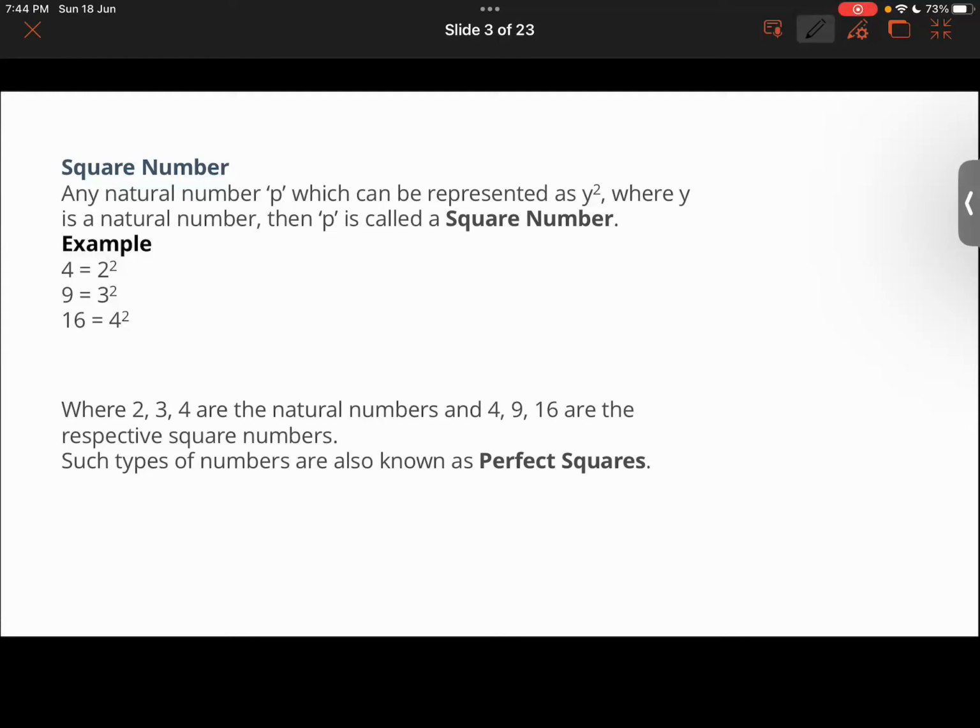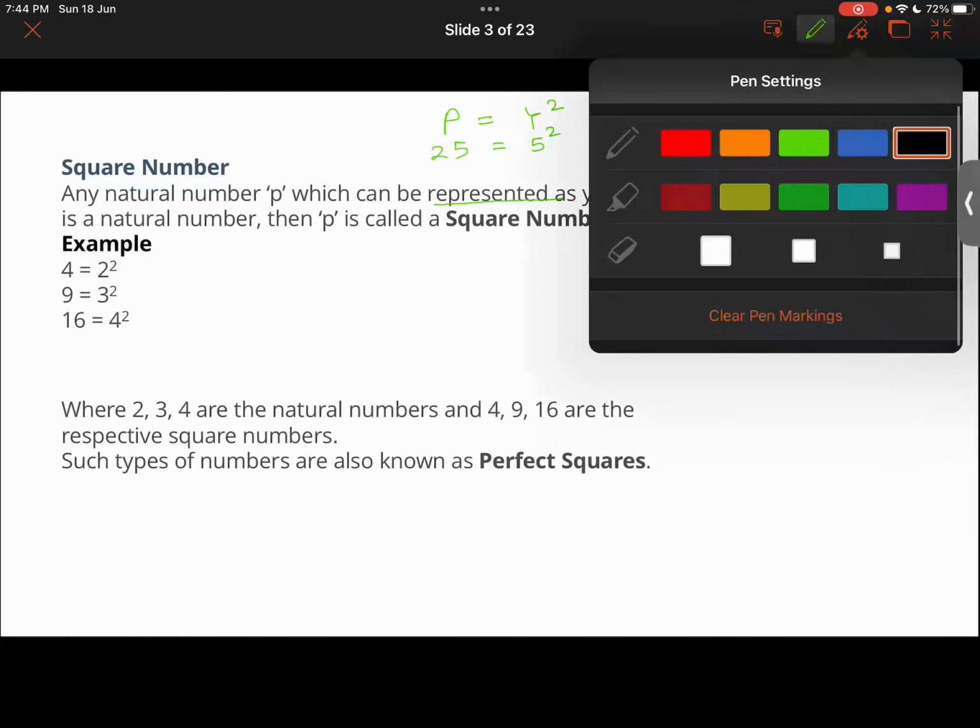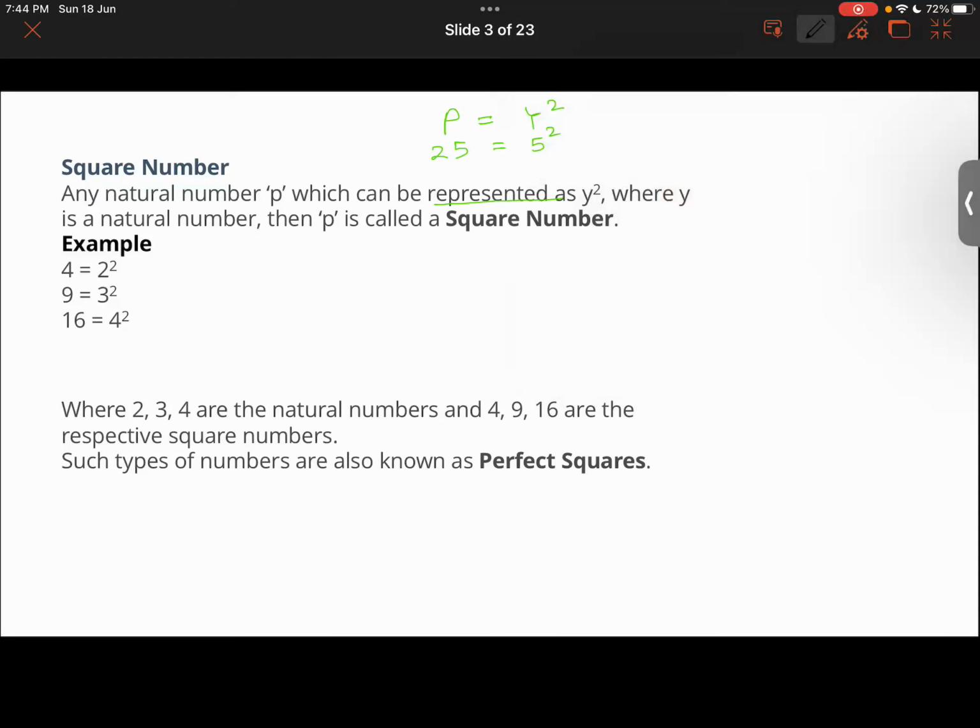So see here, square number. What do we mean by a square number? Any natural number, let's say p, which can be represented as y square. That is, p can be represented as y square. Let's say I say 25. 25 can be represented as 5 square. Right, guys? So this is basically what we call a square number.